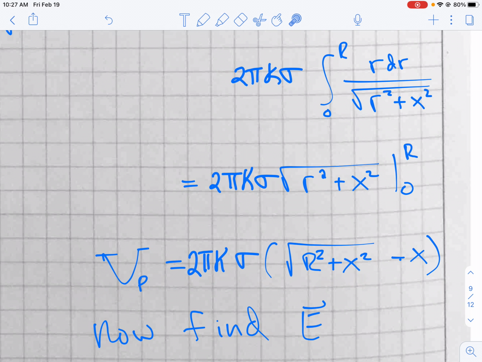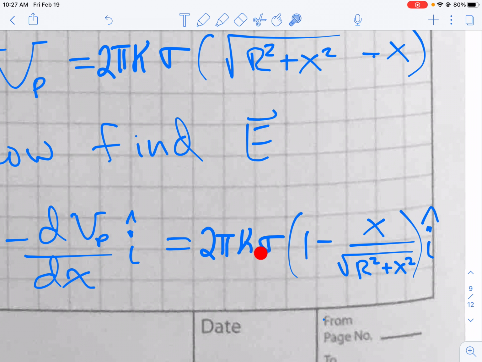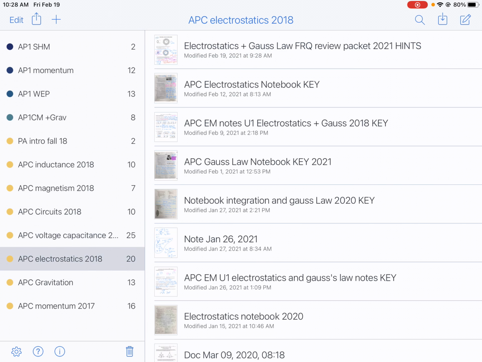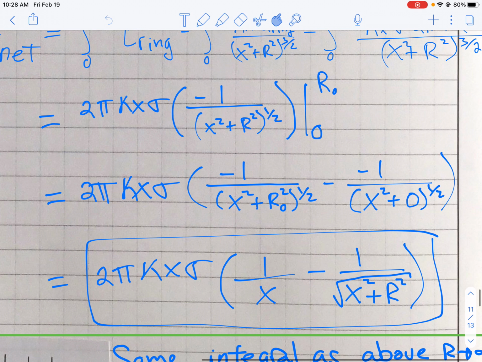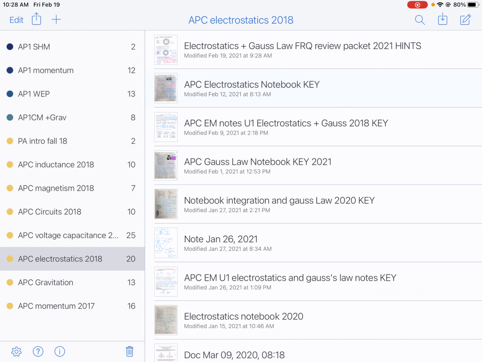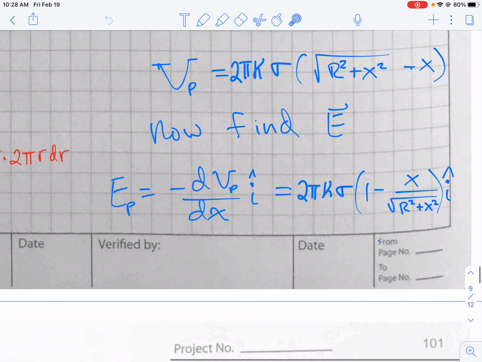Now, if we want to find the electric field as a way of checking our result, take the negative derivative with respect to x, and we end up with this. Take a close look at it: 2 pi k sigma, and then 1 minus x over the square root. If we go back to last unit's results, this is for the disk. Our result was 2 pi k sigma, and then in our parentheses, we had 1 minus x over this stuff. But if you distribute this x inside, x over x would be 1, and then I would get x over this stuff. And that is exactly what we have here, right? 1 and then x over. So this is in agreement with the results from last unit.